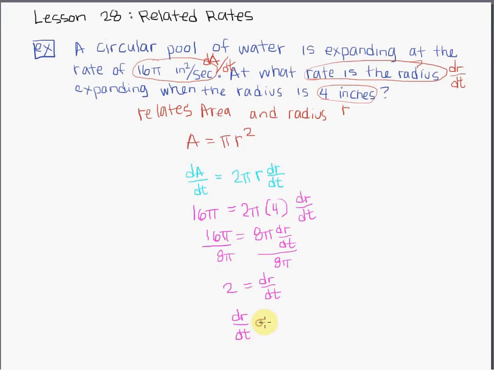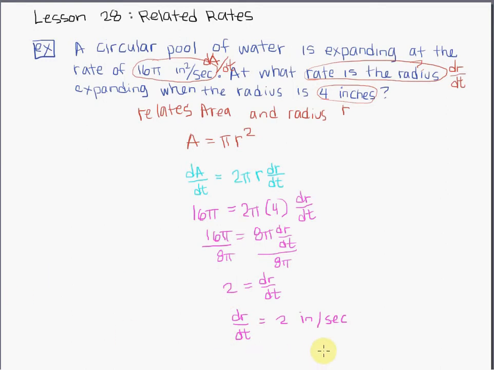Now a radius is a single measurement. The area is a double measurement, a two-dimensional. The radius is just one-dimensional, and so this will just be 2 inches per second. Okay, so that's how fast that radius is changing. Okay, so it represents the rate that the radius is changing when the radius is at 4 inches.